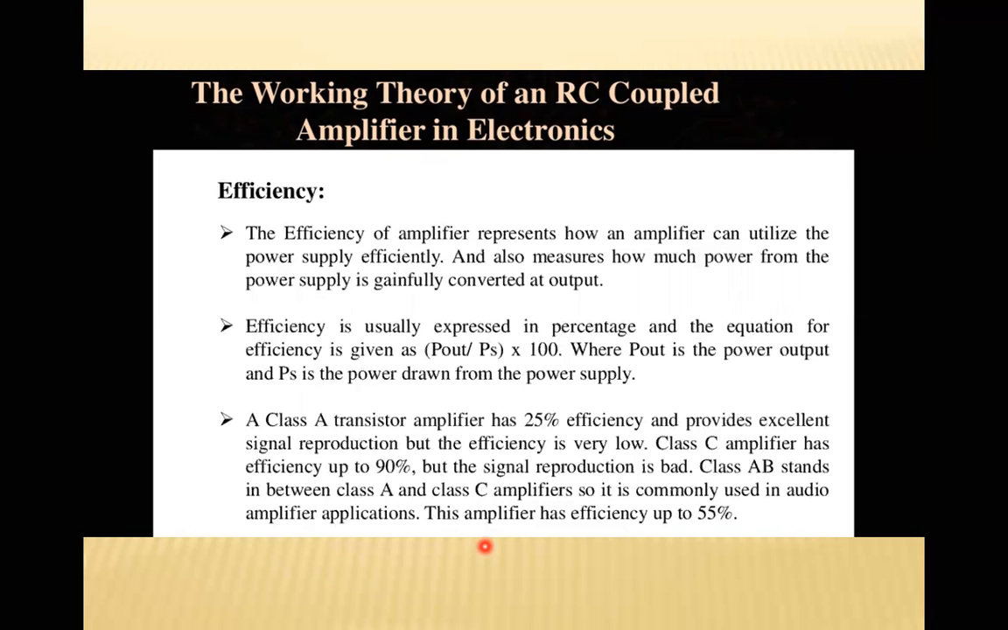A Class A transistor amplifier has 25% efficiency and provides excellent signal reproduction, but the efficiency is very low. We'll go in depth into all the classes of an amplifier: Class A, Class B, Class AB and Class C. A Class C amplifier has efficiency up to 90%, but the signal reproduction is bad. Class AB stands between Class A and Class C amplifiers, so it is commonly used in audio amplifier applications. This amplifier has efficiency up to 55%. So for each class, the efficiency is different.